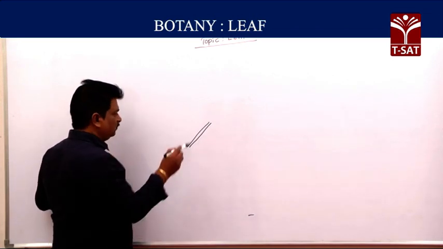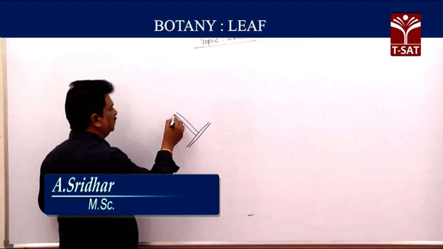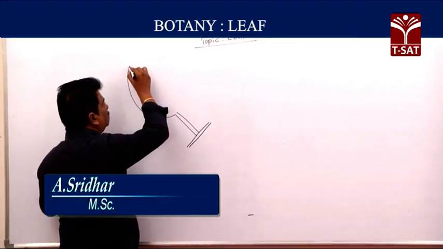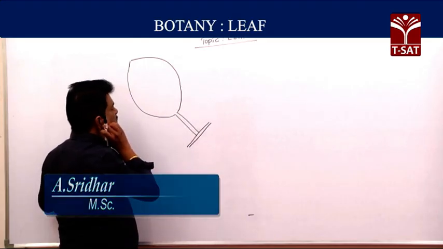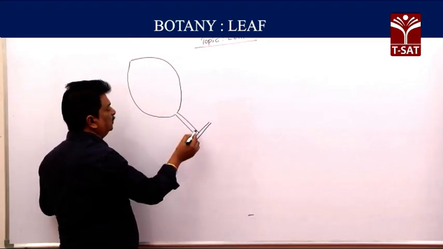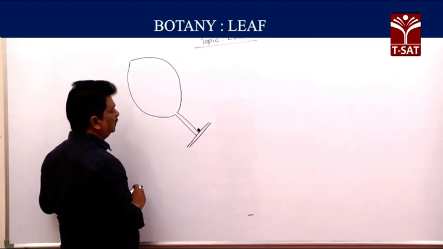So, leaf, actually what does leaf mean? Leaf is a lateral appendage developed from the node of the stem, and it bears an axillary bud in its axil.